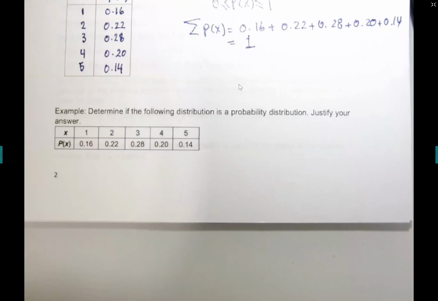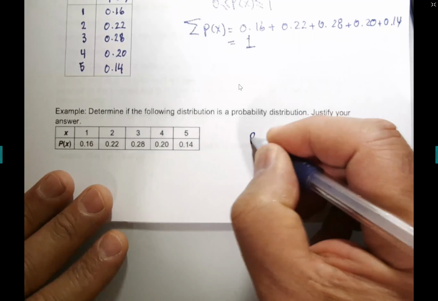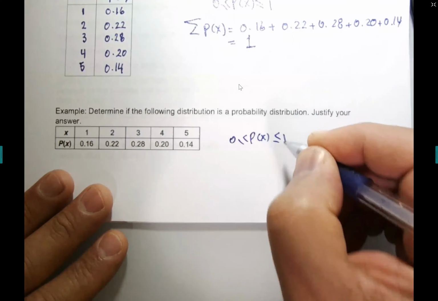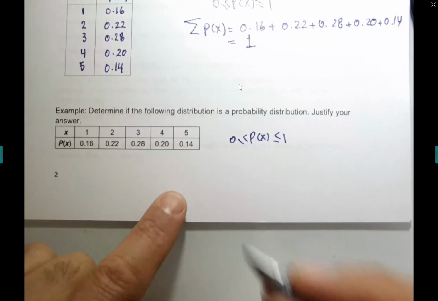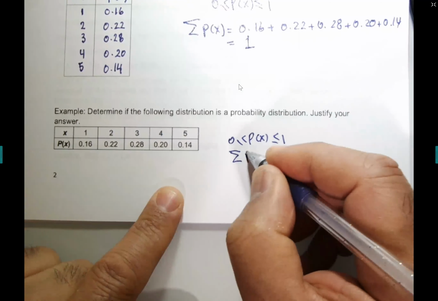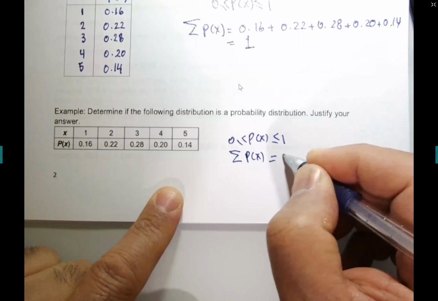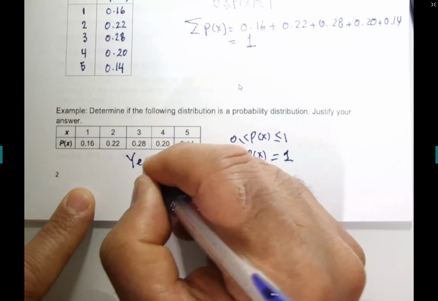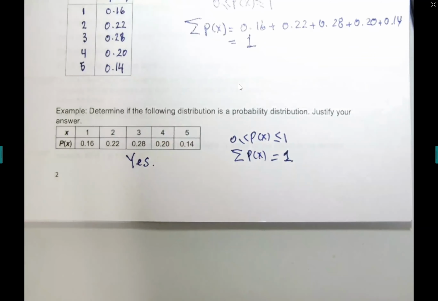Well, you know, this is the example we just did. Do you agree with me, guys, that each probability is between 0 and 1? You can see they're all, and if you add them up, we just did it above, so it's the same example, you get 1. So the answer is yes. It is a probability distribution.